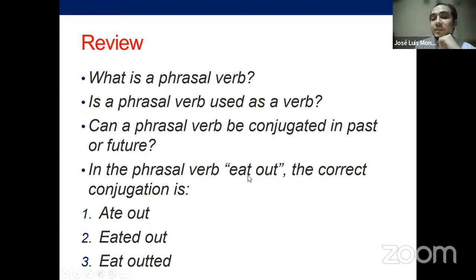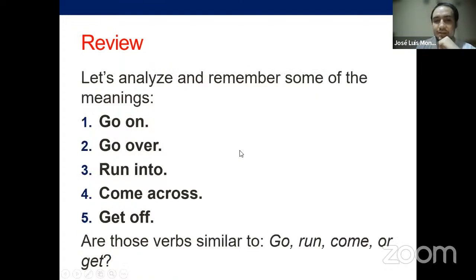In the phrasal verb eat out, the correct conjugation is, you know, the verb is conjugated. If it's regular, ed. If it's irregular, you have to look for that change. In this case, it is irregular. That's why it's going to be ate out. We know that. Now, these are some of the phrasal verbs that we already learned, Leandro.